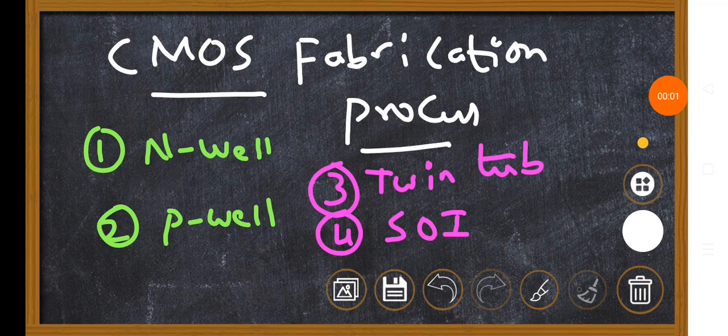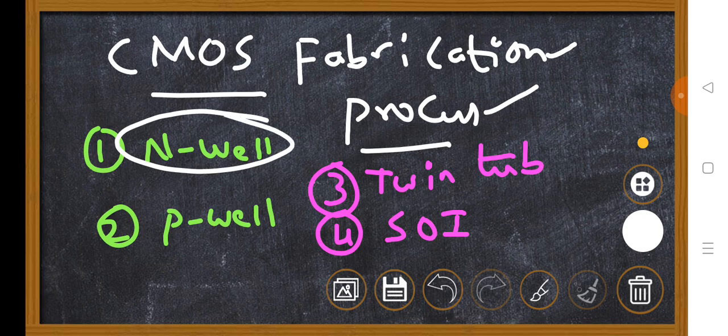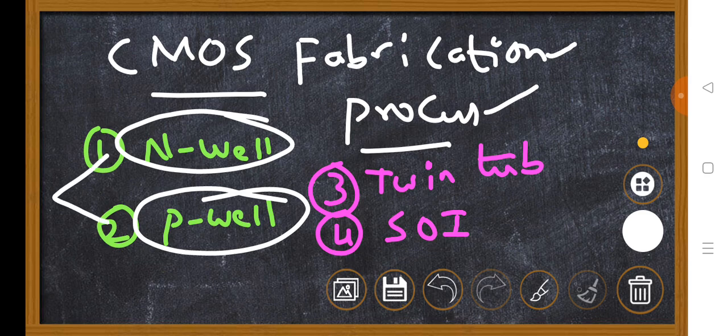Welcome to the CMOS fabrication process. Okay, now in the CMOS fabrication process, we have four types of fabrication process. The first one is the N-well fabrication process, and the second one is the P-well fabrication process. In these two well fabrication processes, we have a major drawback. That drawback we are going to call the latch up problem.